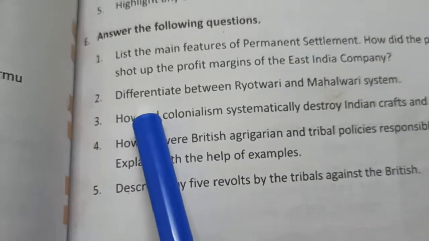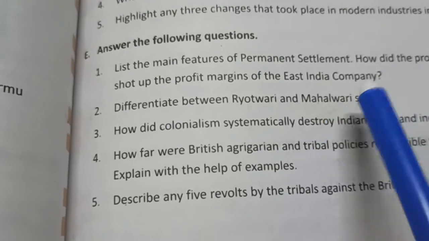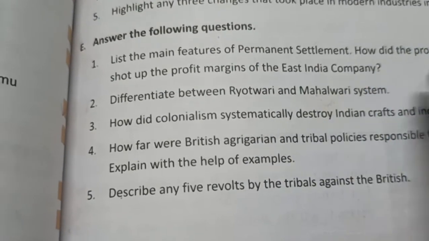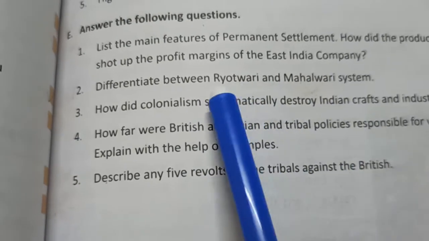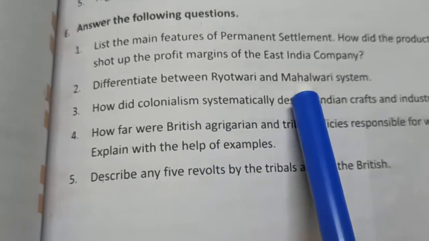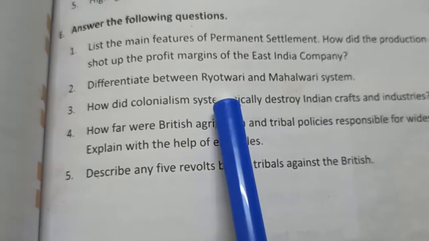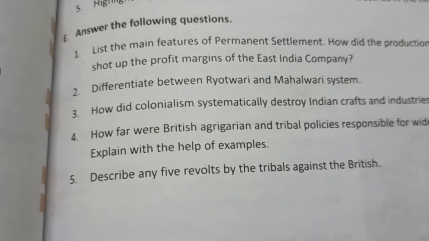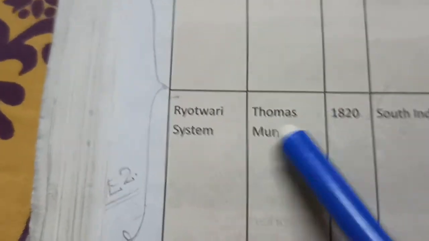E second question is, differentiate between Rayatwari and Mahalwari system. You have read about the Mahalwari system. You have read about the Rayatwari system also. These two systems were land revenue collection systems of the Britishers, you have to differentiate between Rayatwari and Mahalwari. And the answer is on page number 120. So here you see, first is written about the Rayatwari system.